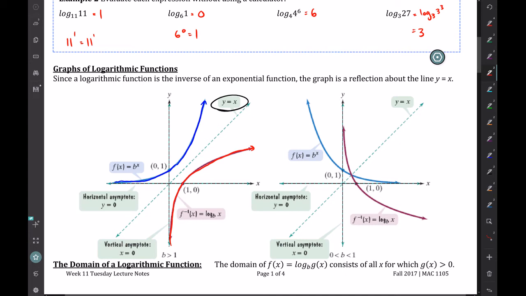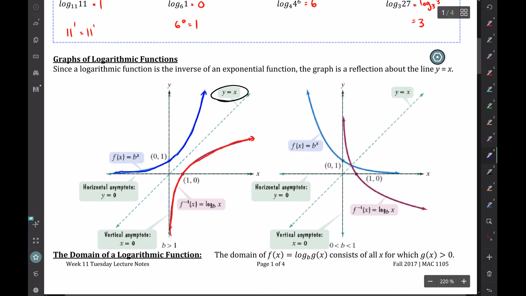And you can see that if your exponential function looks like this, because your b is between 0 and 1, which we saw last time, it would look something like that. Then its mirror image across that line y equals x looks like the red curve right there. And since you already saw that any exponential function goes through 0, 1, any logarithmic function should go through 1, 0. Because if b to the 0 equals 1, then log base b of 1 has to equal 0.